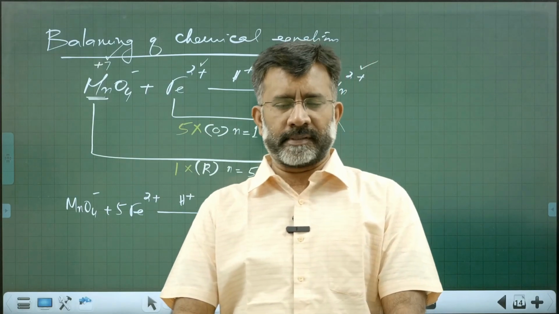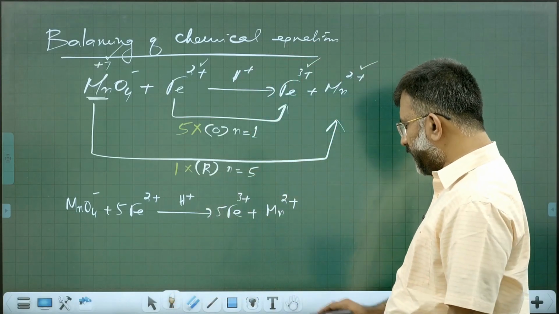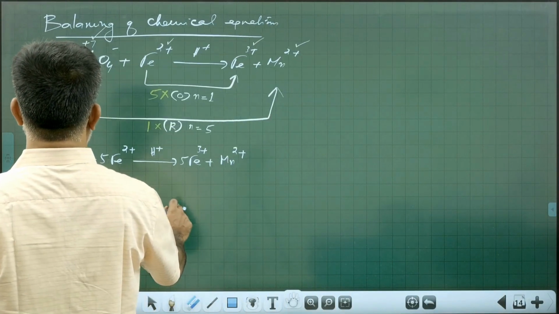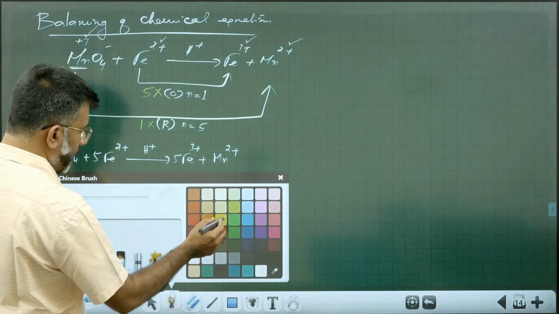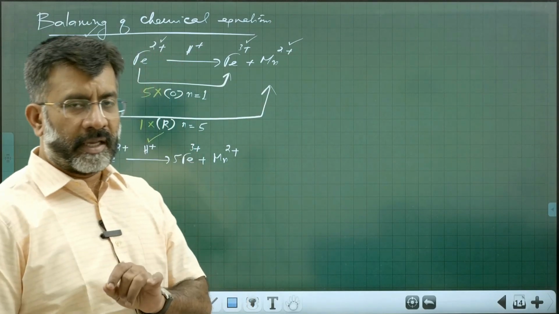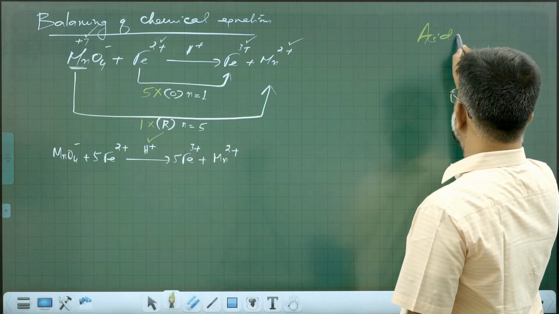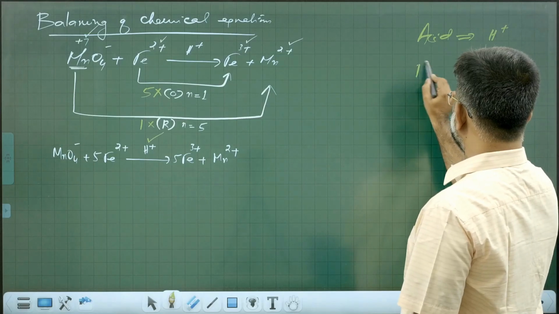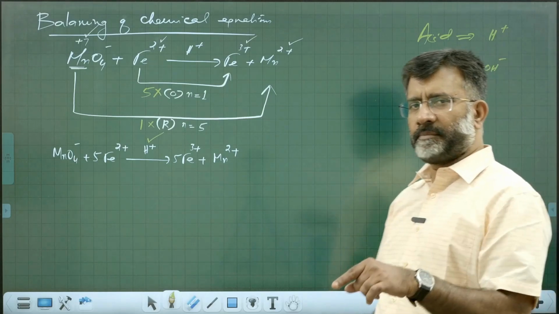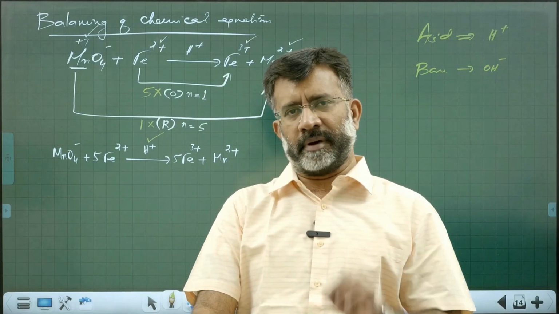Now the second step is another important one, that is to balance the charge. In an ionic reaction, we need to balance the charge. How to balance the charge here? Charge can be balanced using H plus if the reaction is in acid medium, using OH minus if the reaction is in basic medium. In basic medium, charge balancing is done by OH minus. In acid medium, charge balancing is done by H plus.